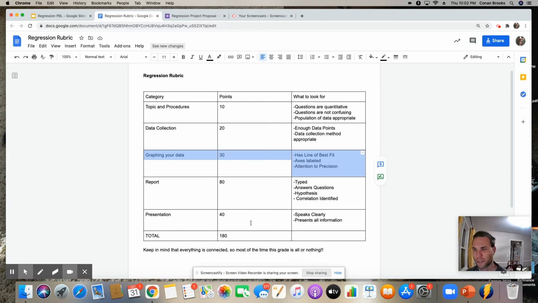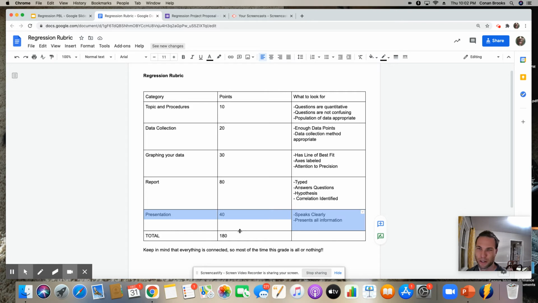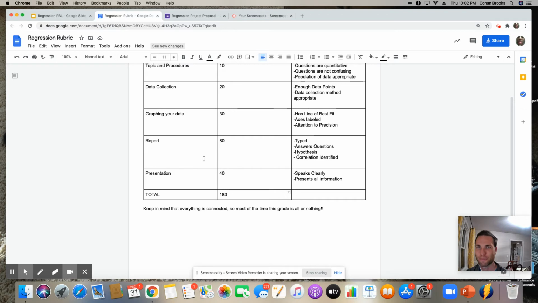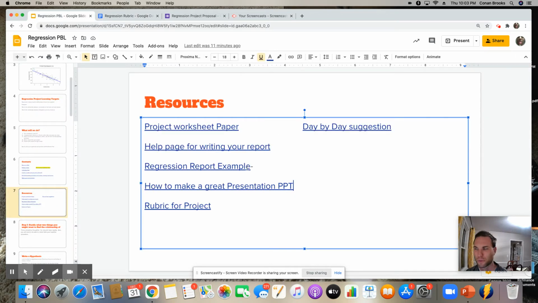You guys are going to make a presentation that's going to be Google Slides, and then you're going to give the presentation in Screencastify, and then turn it into me. And I'm going to go over that a little bit later in the project. Okay. All right. So that's the rubric. Take one step at a time.